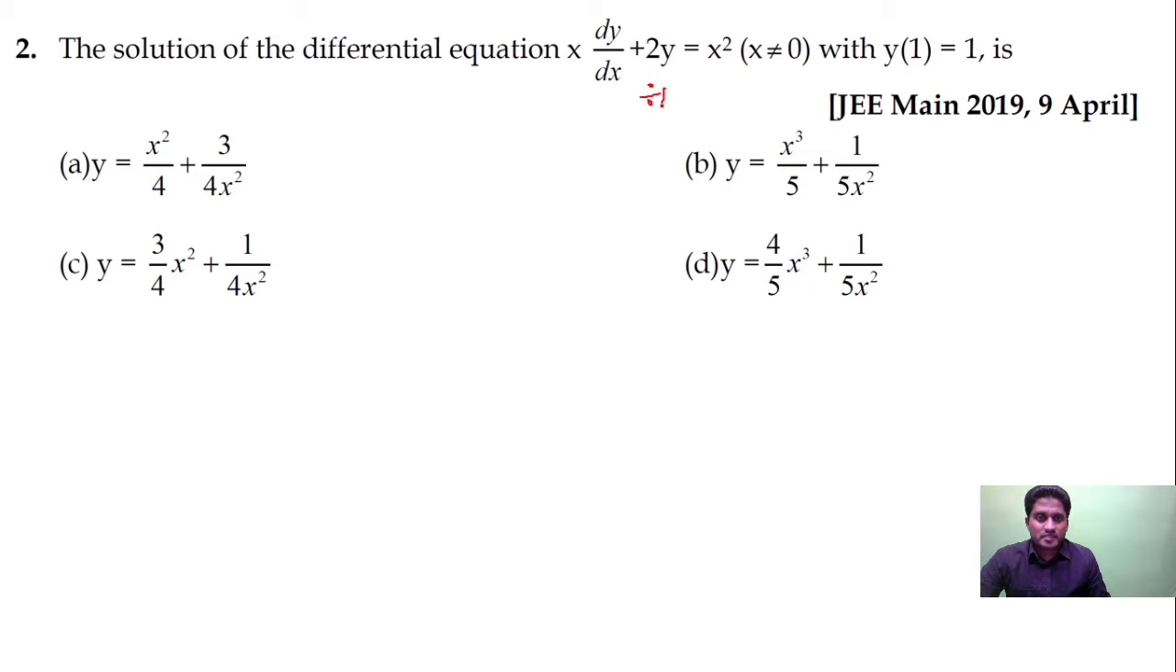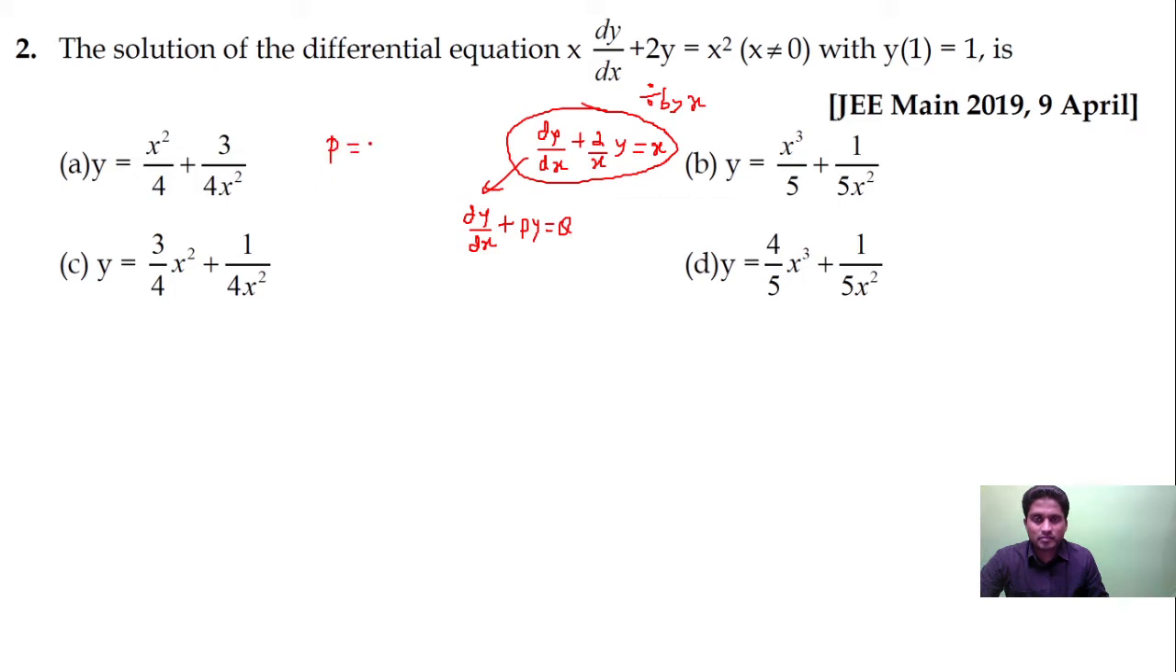If I divide by x, you will get dy by dx plus 2 by x into y is equal to x. So this is a linear differential equation. This is of the form dy by dx plus py equal to q. I'm going to take p equal to 2 by x and q equal to x.